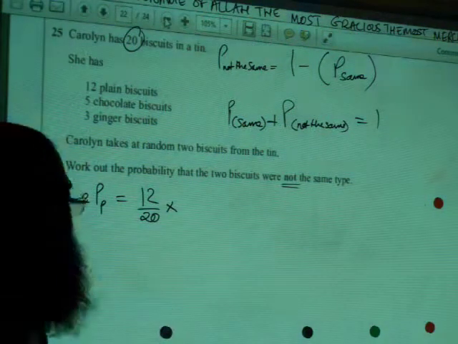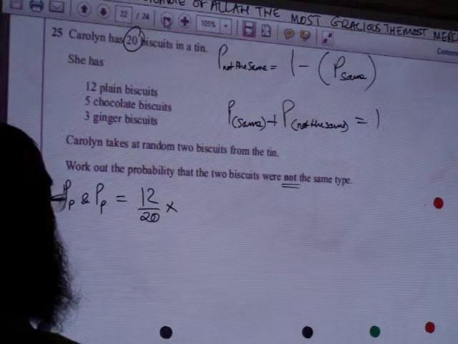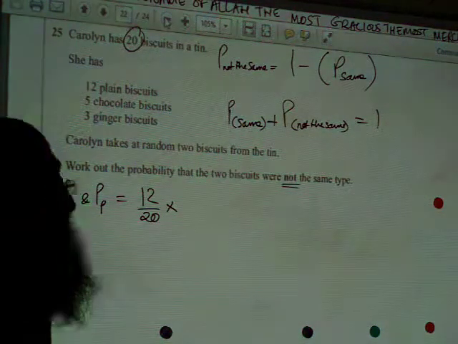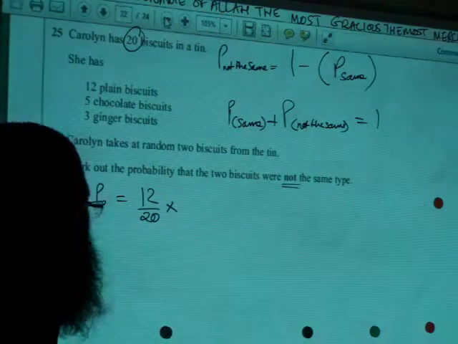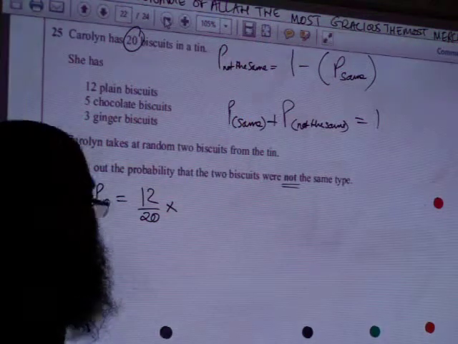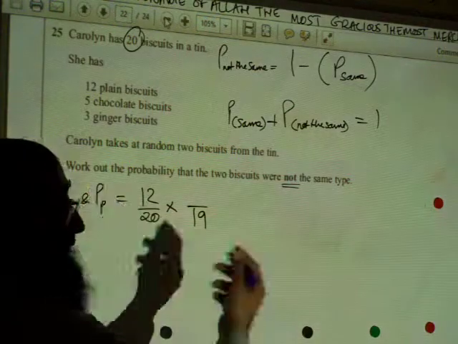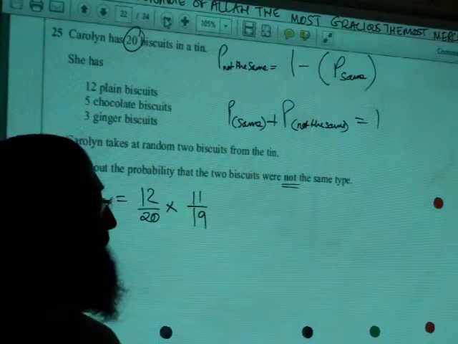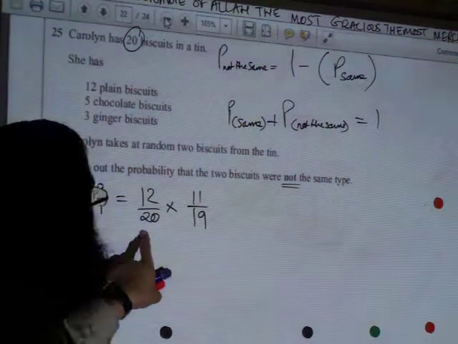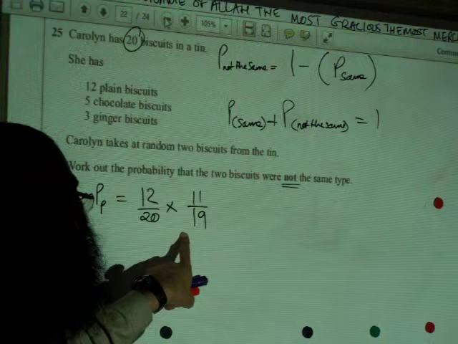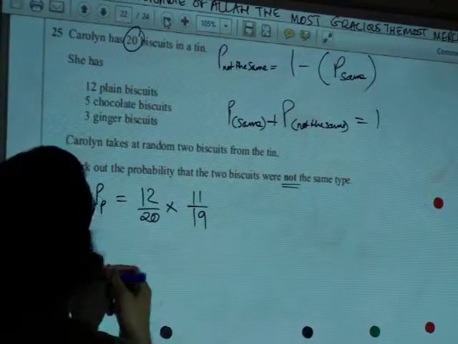And what's the probability of getting the second one? Now, remember she's taking 2 biscuits out, so is she putting the one back in again? No. So this is called without replacement. So what happens to the number of biscuits? If you have 20 biscuits in the tin and you take one out, Isa, how many are left now? 19. So the next one's 19. We had 12 plain biscuits first, we've taken one out. How many are left now? 11. That's the probability of getting 2 plains: 12 over 20 times 11 over 19. We happy with that?